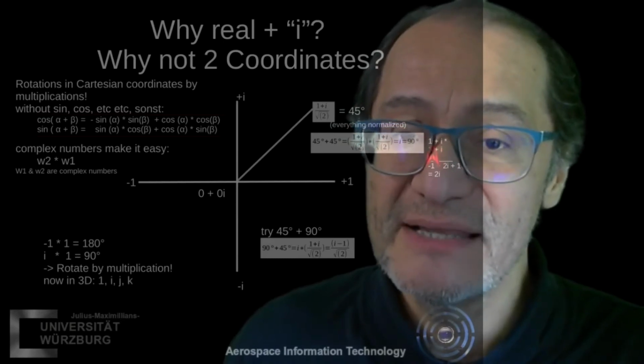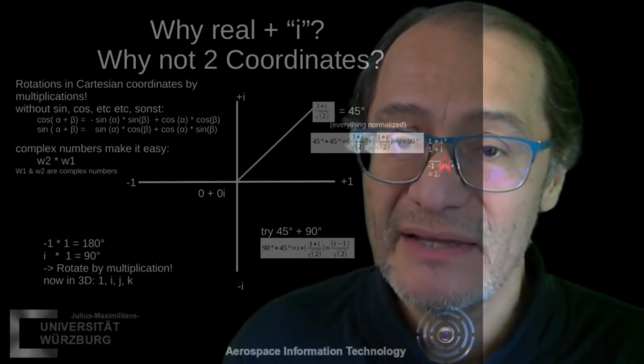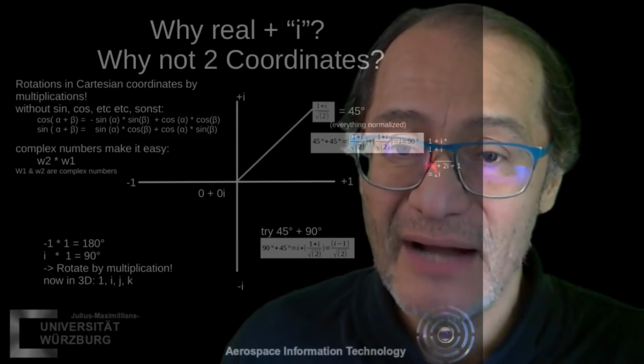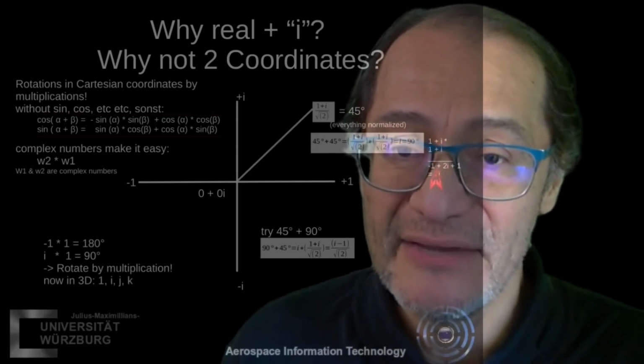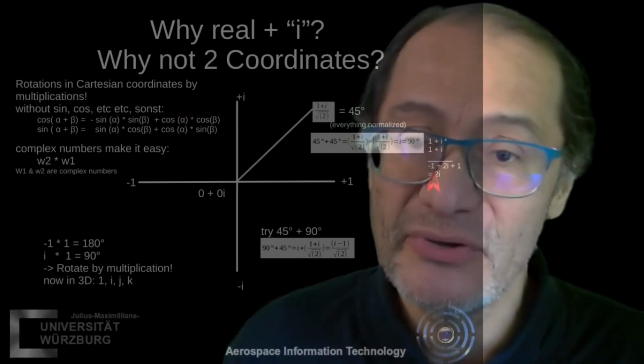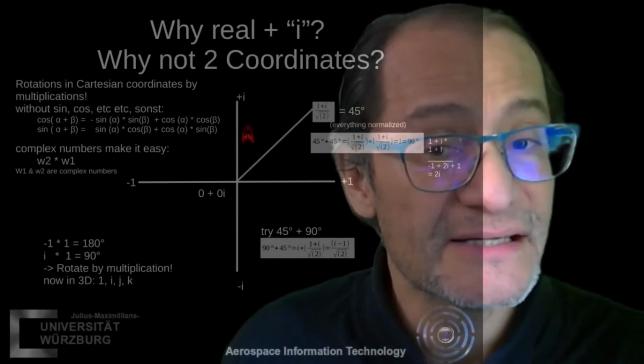If we multiply this, this will be 1 times 1 is 1. i times i is minus 1. 1 times i, and again 1 times i. If you add everything, it will be 2i. Okay, and then you normalize, you divide by 2, and then you have i. And i is 90 degrees, so it works.